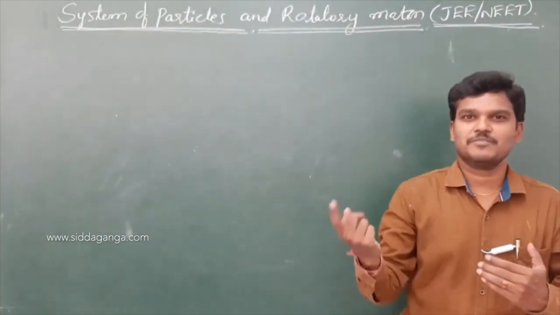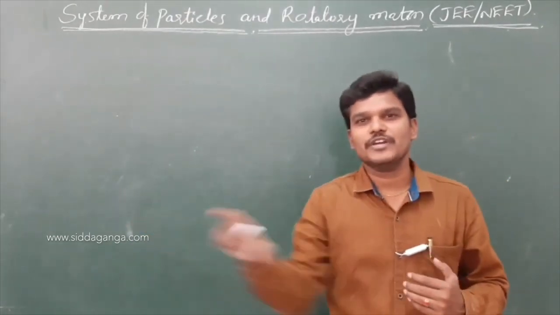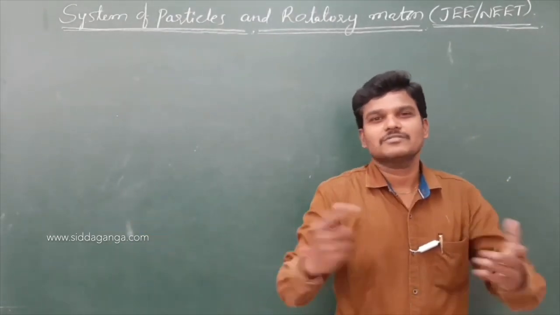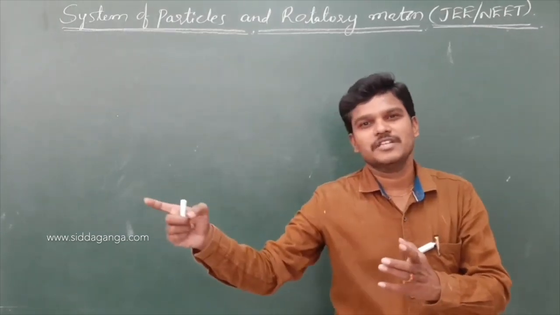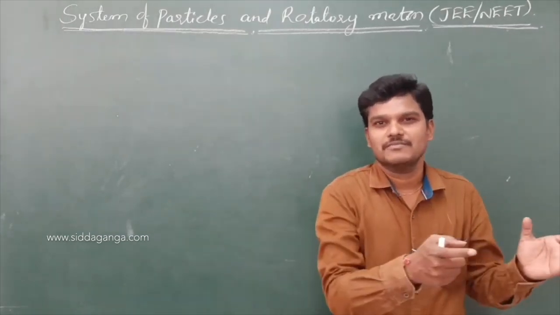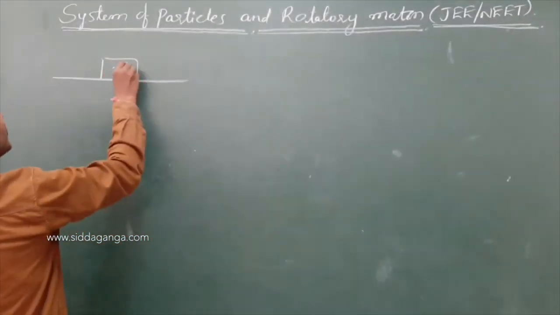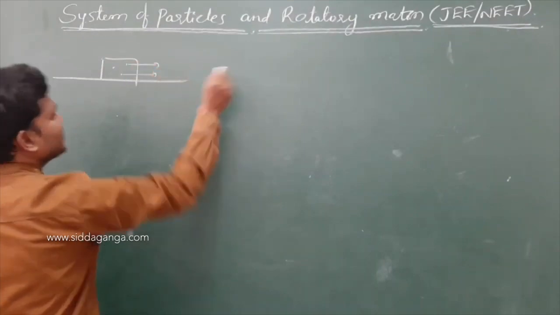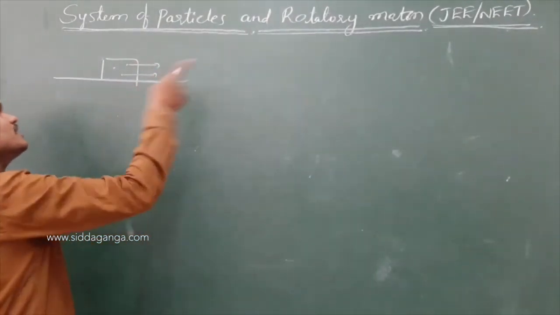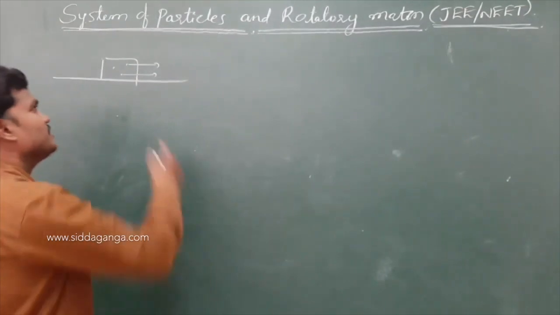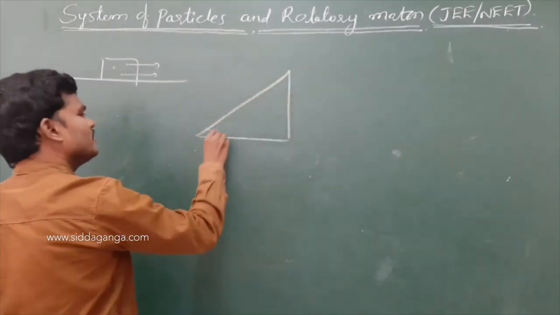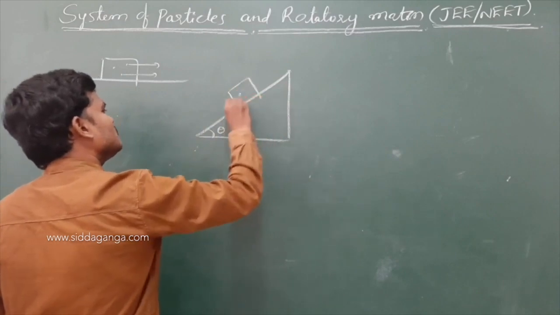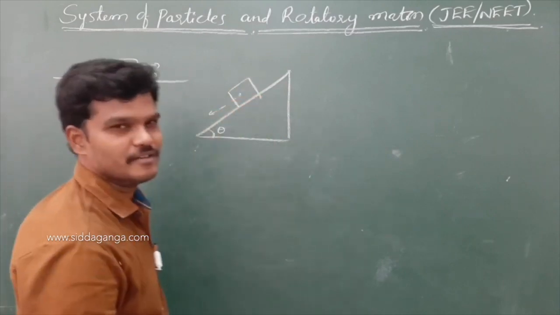In your previous chapter, if any body is moving along a straight line, like in laws of motion, all the particles have the same motion, meaning translatory motion. If a body is moving along a straight line, then all the particles have the same speed. Nothing but all particles have translatory motion. Maybe the body moves like this, or maybe the body moves along an inclined plane. In this case also all the particles have translatory motion.